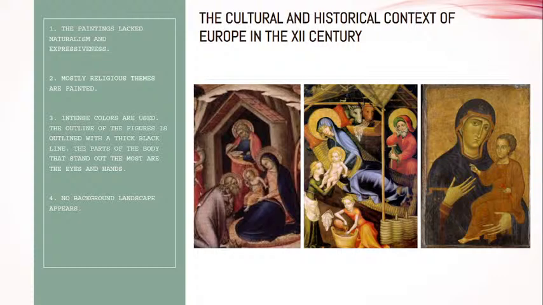Now, extremely briefly, the cultural and historical context in Europe, more in terms of the art. First of all, the art was linked with religion. All that we see here is depictions of Christian, Catholic religion. It was very, very linked to that. And within that, the main characteristics of the paintings were a lack of naturalism and expressiveness.